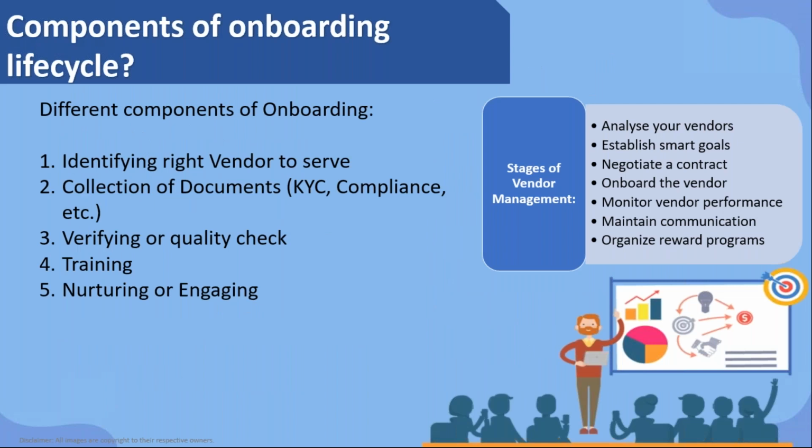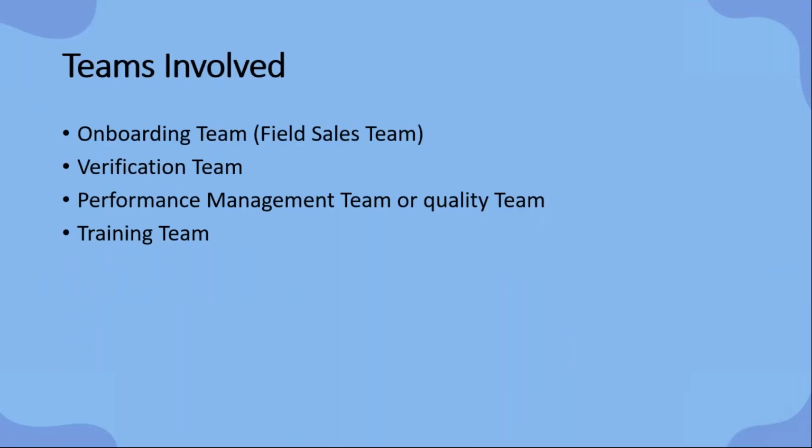So as we saw in the process, the components are identifying the vendor, then collection of documents, verifying them, checking them, training, nurturing, and engaging. And on the right side, you'll see the stages of vendor management, which are analyzing the vendor goals. You can set them, negotiate the contracts, onboard those vendors, and maintain communication. And you can also have reward programs, which is communication and nurturing, you can see, right?